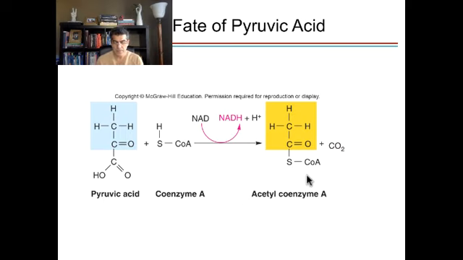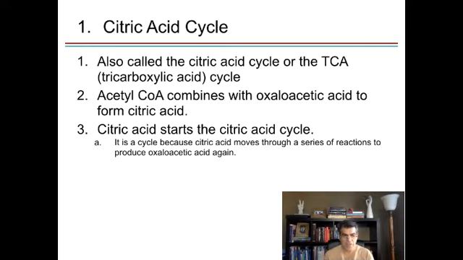Acetyl coenzyme A later can enter the citric acid cycle. Another name for citric acid cycle is tricarboxylic acid cycle. That's why it's called TCA. Acetyl coenzyme A enters the cycle, is going to join first oxaloacetic acid, and as a result create citric acid.